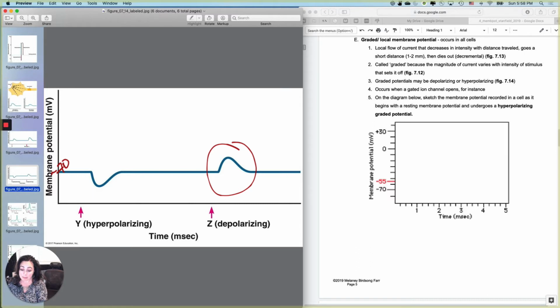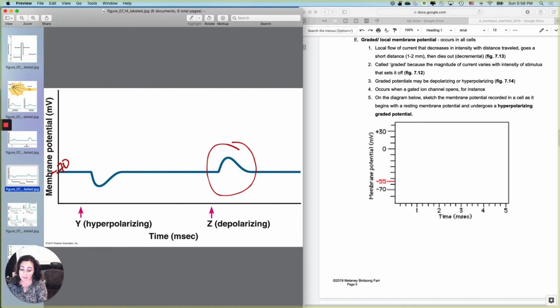So what would be depolarizing? If I opened a gated sodium channel and sodium moved from the extracellular fluid to the intracellular fluid down its electrochemical gradient, would that depolarize the cell or hyperpolarize the cell?